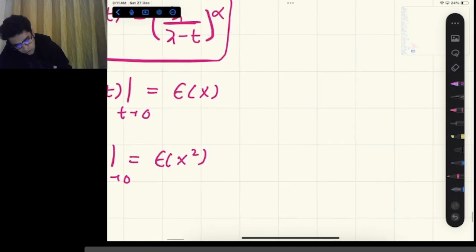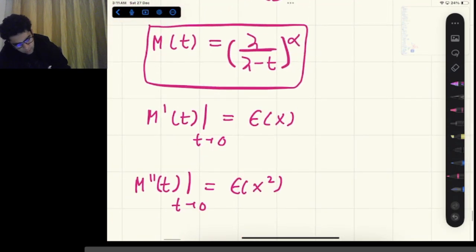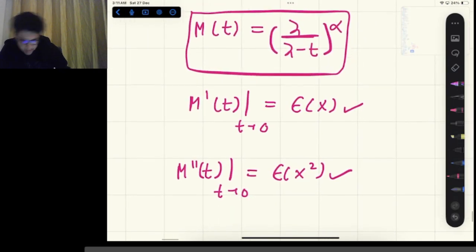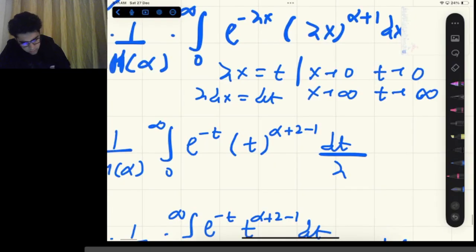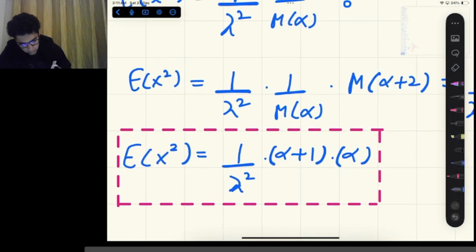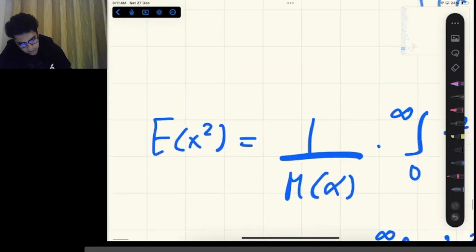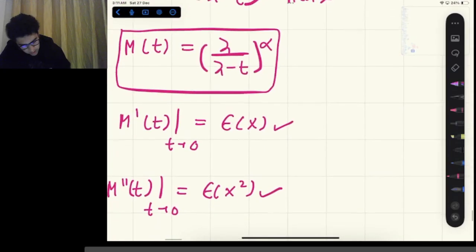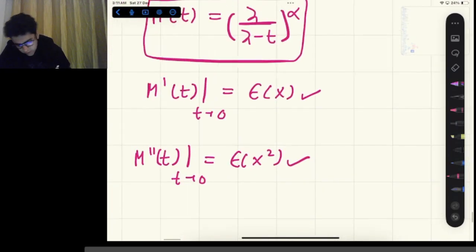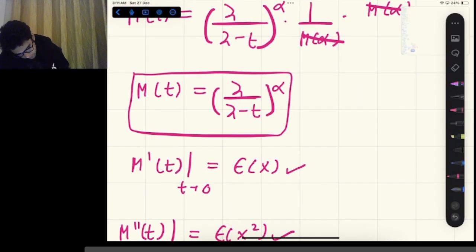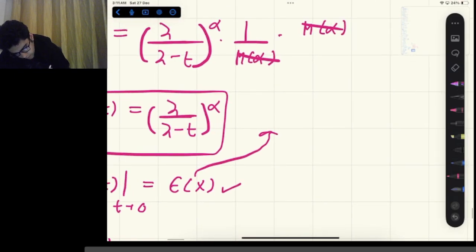So now let's check if what we performed earlier, E of X and E of X square, comes out to be the same as what we did earlier, right? So our E of X square was 1 upon lambda square, alpha plus 1 into alpha, and our E of X was alpha upon lambda. So let's check if what we have performed so far is right or wrong. So for E of X we need to find M dash t.